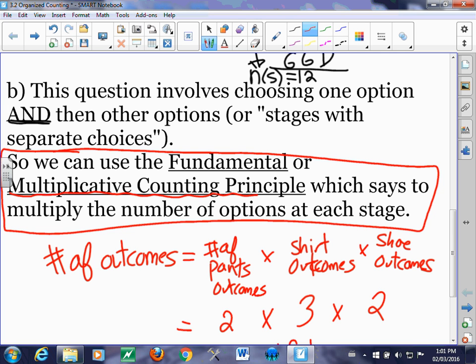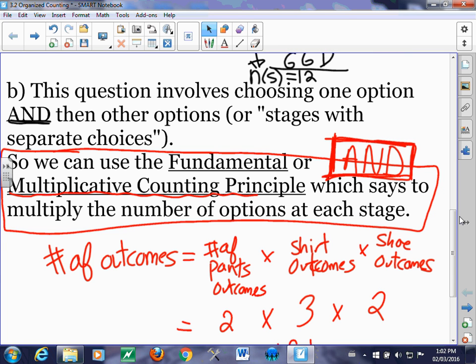And then you want to somehow make sure you've got it marked off that this is an "and," because it includes all options. Because we've got shoes and shirts and pants. All right, let's take a look at the opposite situation.